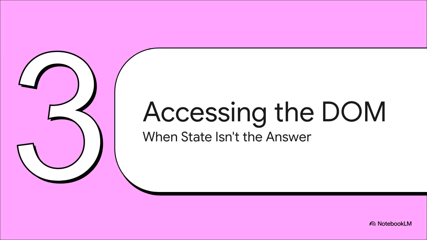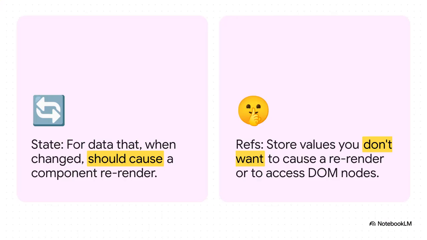Okay, so sometimes you need to reach out and touch the DOM directly, but you need to do it without triggering a re-render. Well, that's exactly where our next tool, refs, comes in super handy. This slide just nails the core difference. State is for what you see on the screen. Refs, they're for what you don't. I like to think of a ref as like a secret pocket for your component. It's a place where you can store values that React doesn't need to watch.